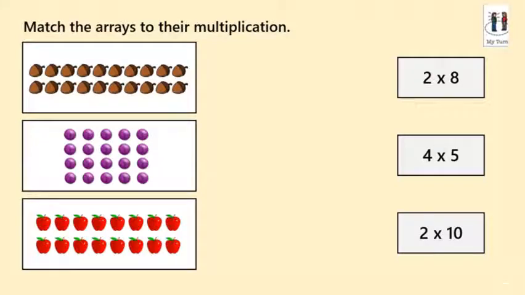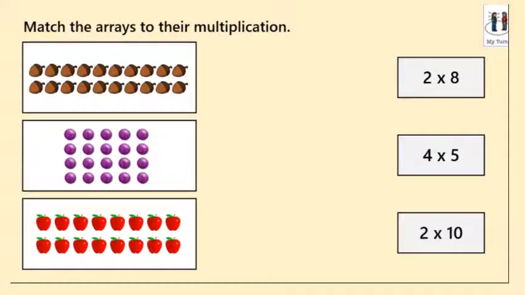Now we're going to match the arrays to their multiplication calculation. So I'll do this by counting how many rows, 2, and counting how many columns, 1, 2, 3, 4, 5, 6, 7, 8, 9, 10. 2 times 10. Match them up.